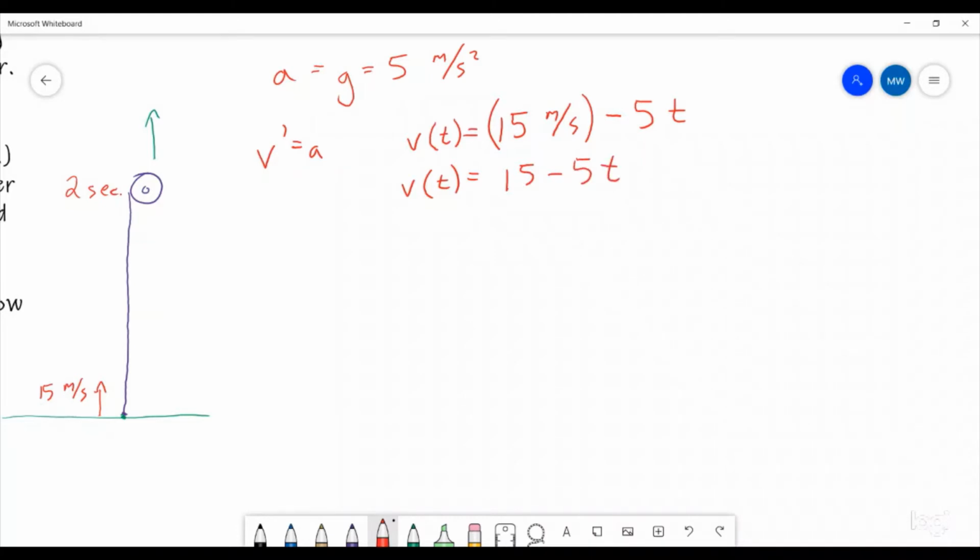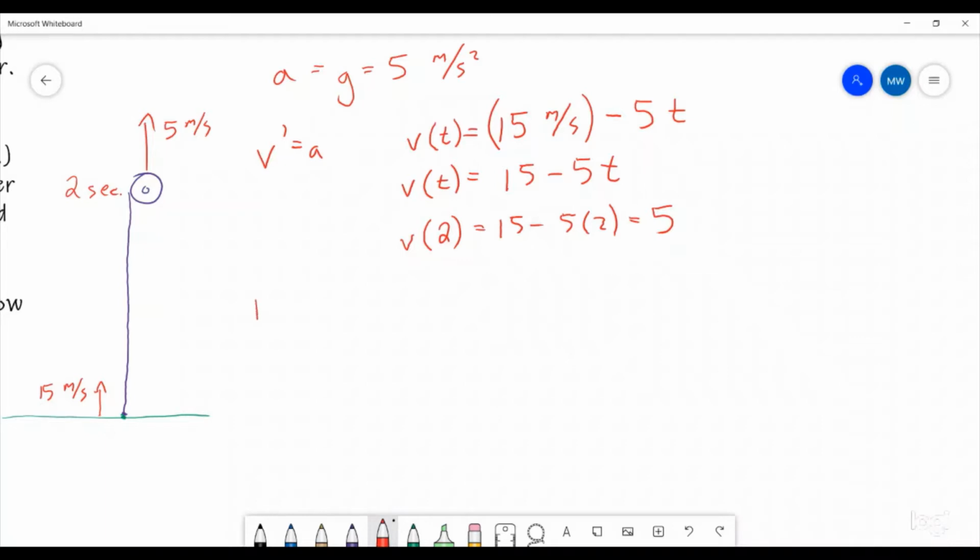Okay, so that means we can now know what's the velocity at the time we care about. Well, the velocity at the time we care about is 2 seconds. So that means the velocity at 2 seconds is going to be 15 minus 5 times 2. So that's 15 minus 10, which is going to be equal to 5. So at this specific instant that we care about, it is moving upwards at a velocity of 5 meters per second.